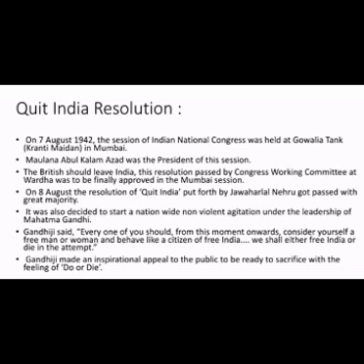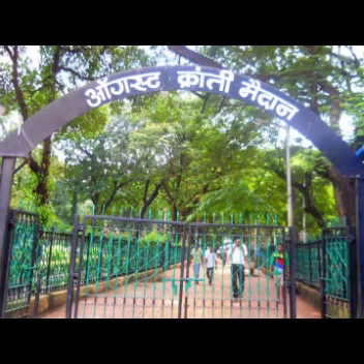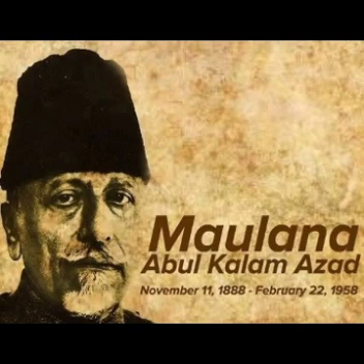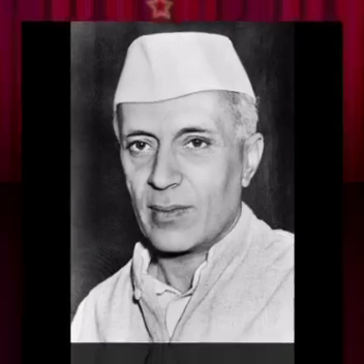Now, let us learn about Quit India resolution. On 7th August 1942, the session of Indian National Congress was held at Kranti Maidan in Mumbai. Maulana Abul Kalam Azad was the president of this session. The British should leave India. This resolution, passed by Congress Working Committee at Wardha, was to be finally approved in the Mumbai session.